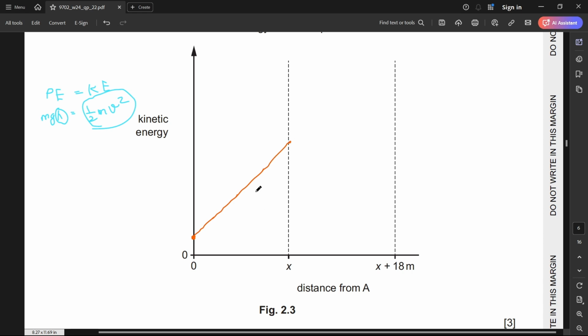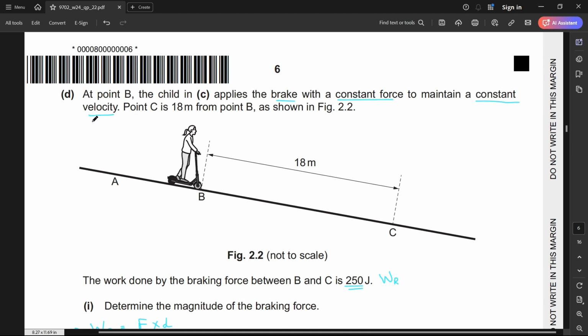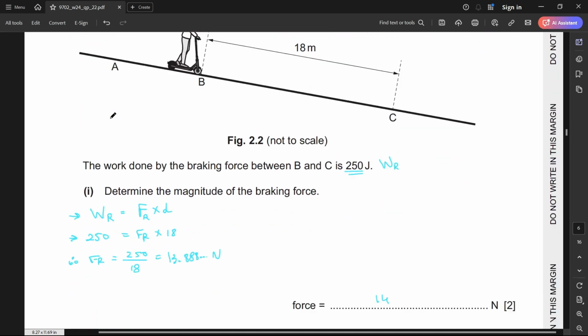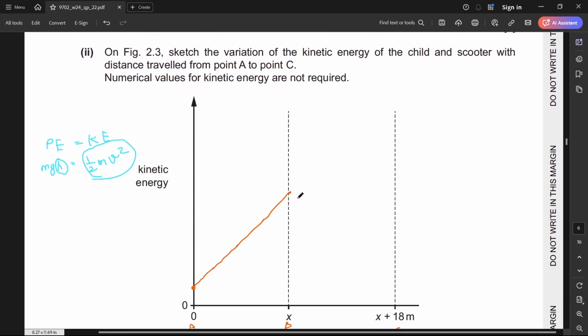Now the final part is between x and x plus 18, that is between B and C. That is my point A, that is my point B, and that is my point C. Between B and C, I know that there is a constant velocity, which obviously means acceleration is equal to 0. Because the velocity is constant, there will be no change in kinetic energy, so my kinetic energy will also be constant. Therefore, there will be a straight line from B to C.